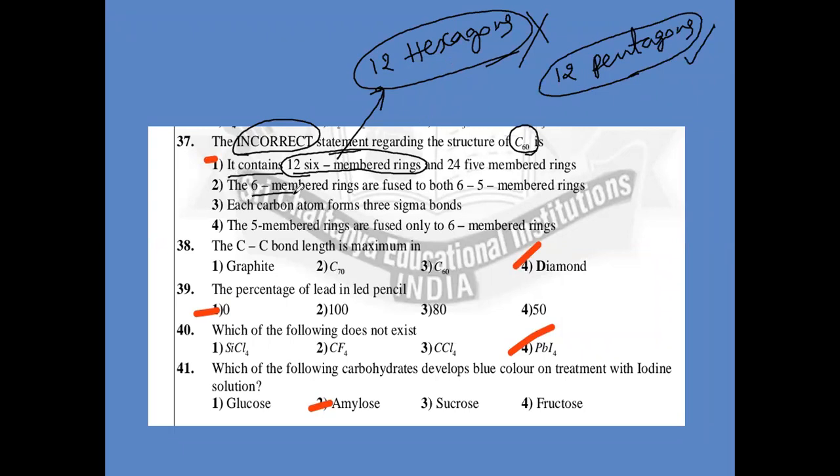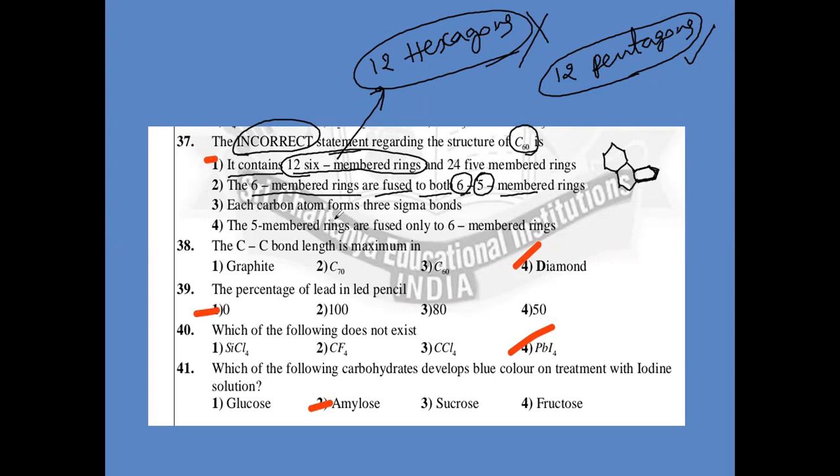Next, the six-membered rings, meaning hexagons, are fused to both six-membered and also five-membered rings. What does it mean here? This hexagon will fuse with what? Pentagon. A hexagon will be fused with a pentagon, and also with one more hexagon, like this. So if you take one hexagon, the hexagon may combine with a hexagon and also with a pentagon. So this point is correct here.